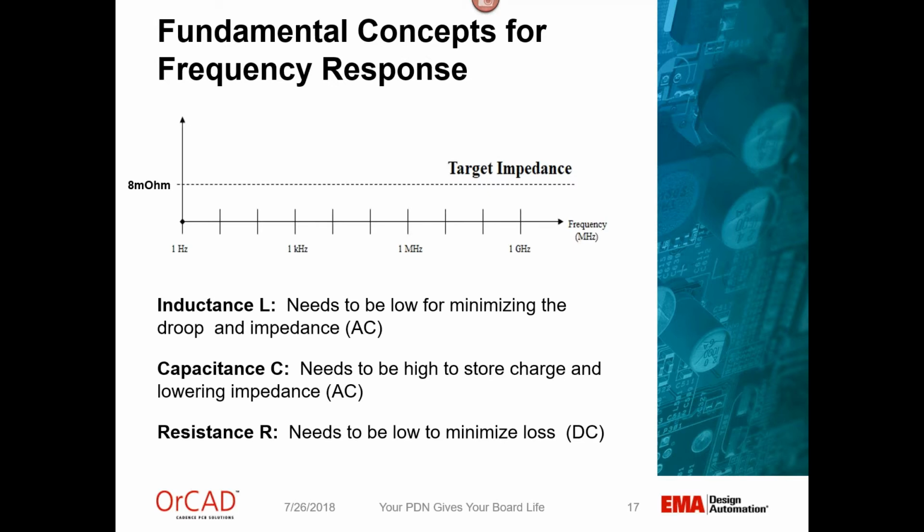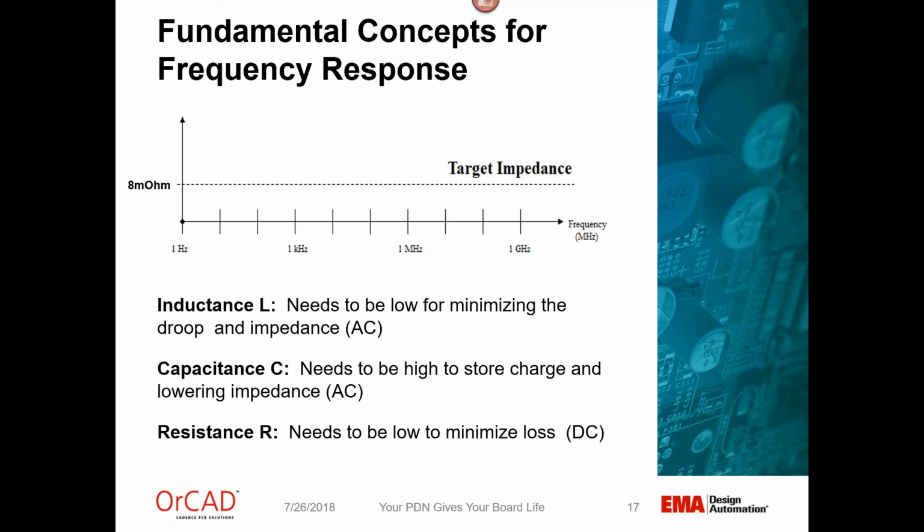So this 8 milliohm is the dashed line that we are theoretically calculating and setting as our goal for keeping our PDN impedance below across this whole frequency range. So how are we able to control the impedance in the frequency domain?